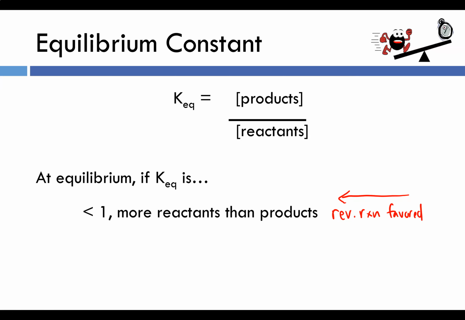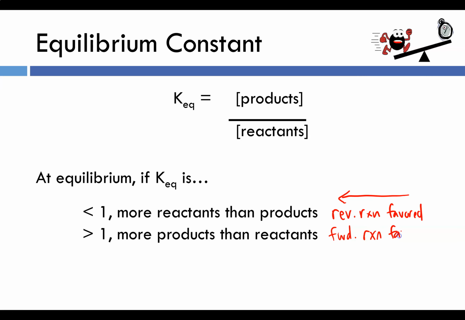If Keq is greater than 1, what does that tell us? Well, more products than reactants at equilibrium, so the opposite. In this case, the forward reaction must have been favored. We produced more products than reactants, so the forward reaction is the dominant one.